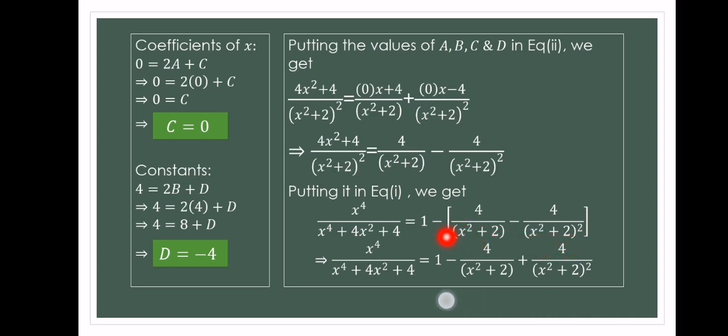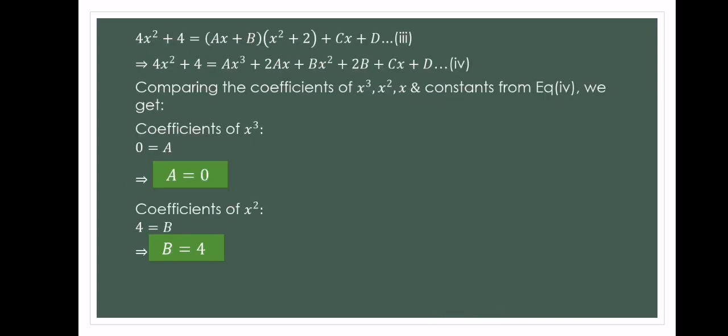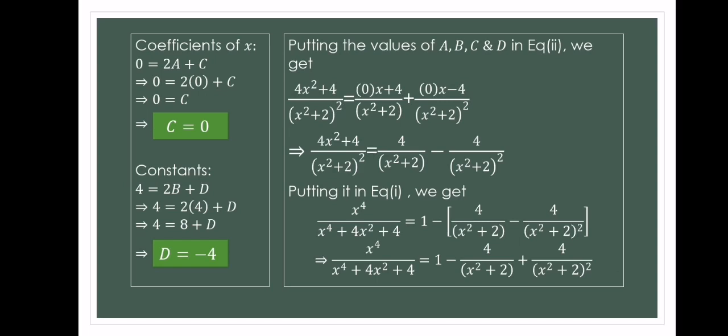Since we have a negative sign outside the bracket, it will be multiplied to the terms inside the bracket to get 1 − 4/(x² + 2) + 4/(x² + 2)².